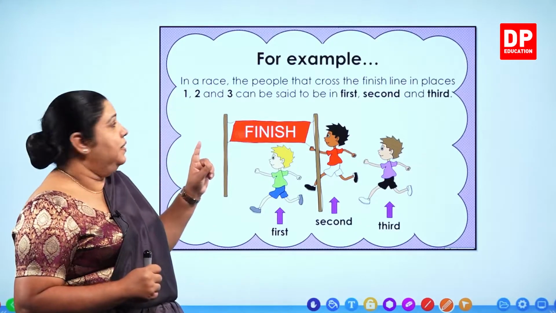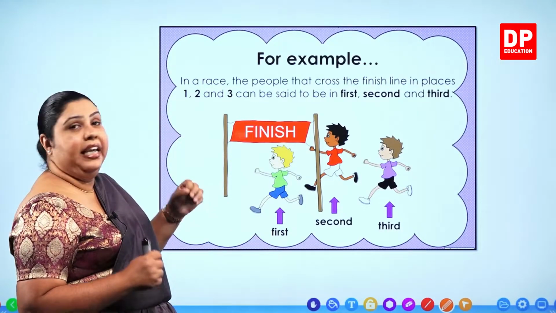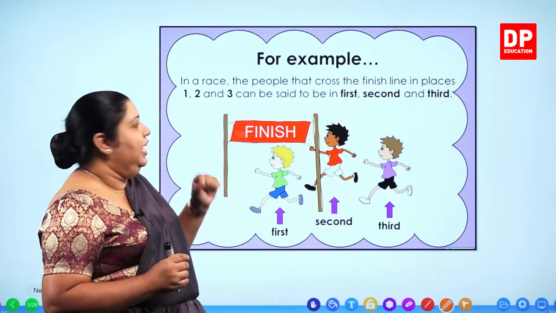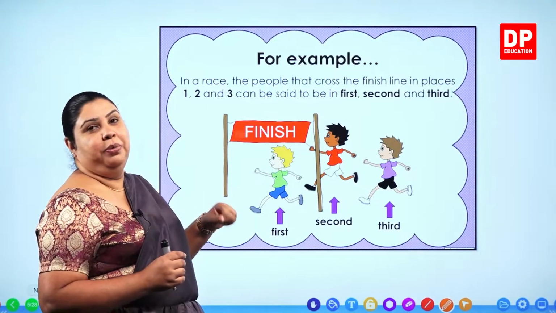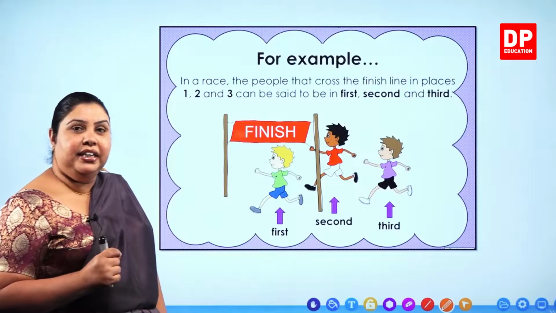In a race, the people that cross the finish line in places 1, 2, and 3 can be said to be in first, second, and third place. Now, what did that mean?